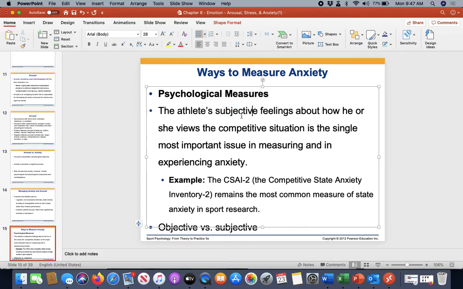Okay? So what we're saying here is that measuring the athlete's subjective feelings about how he or she views competitive situations is really one of the most important issues in how we can measure and experience anxiety. So really what we have to understand is that if we can measure that and understand how they feel in those state anxious moments, we can potentially move those into different ways to cue, different ways to coach, different ways to talk about specific things. Okay, so just kind of interesting.